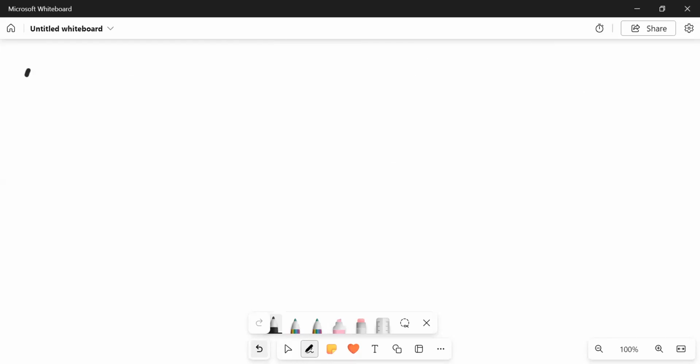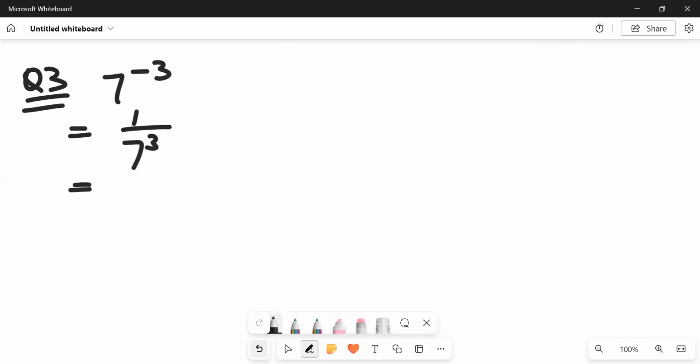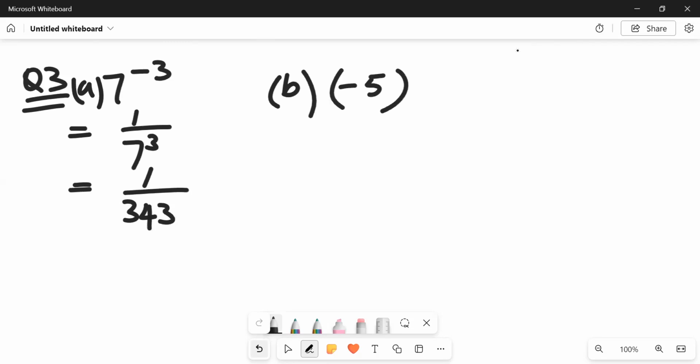Now it's exercise B, question number 3. Evaluate each of the following. So 7 power minus 3 will be written as 1 over 7 power 3. 7 sevens are 49, and 49 sevens are 343. Okay.